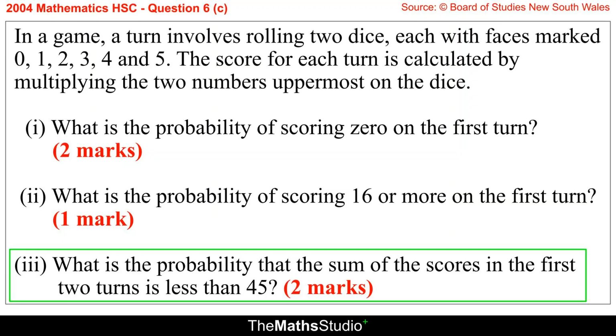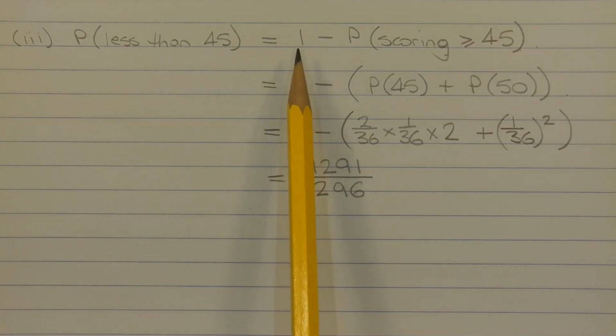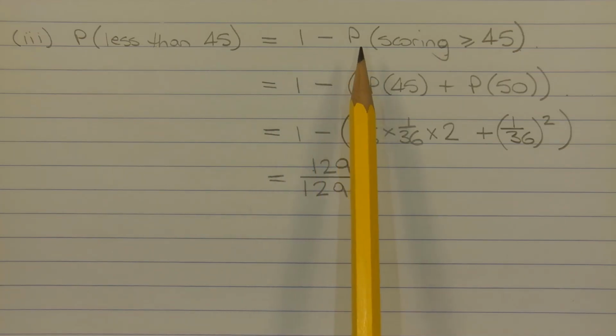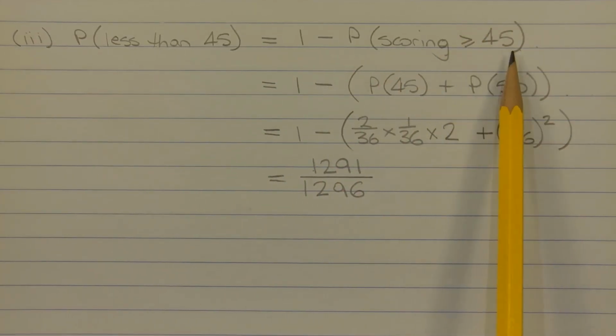Part 3. What is the probability that the sum of the scores in the first two turns is less than 45? The probability of scoring less than 45 using the law of complements is equal to 1 minus the probability of scoring 45 or more, or greater than or equal to 45.